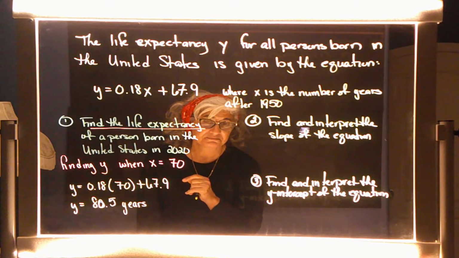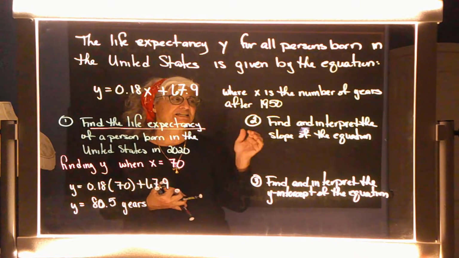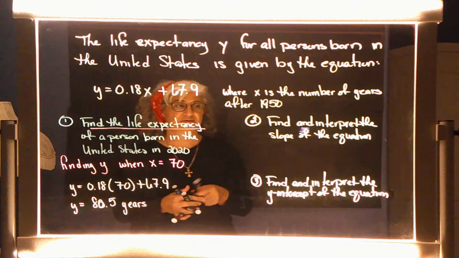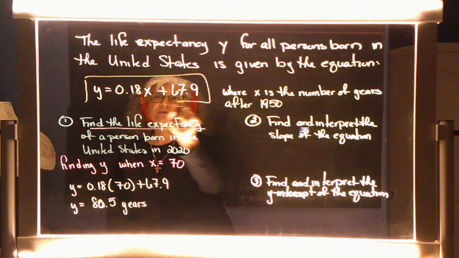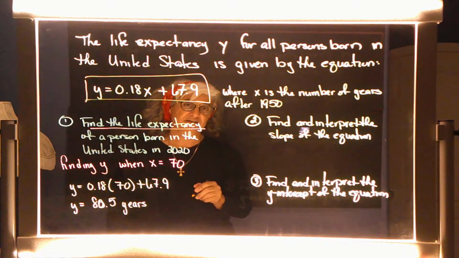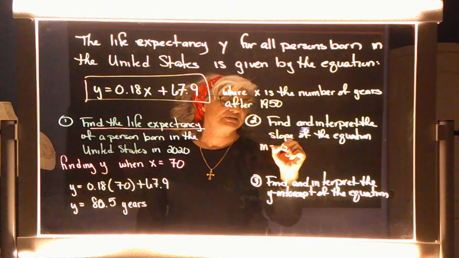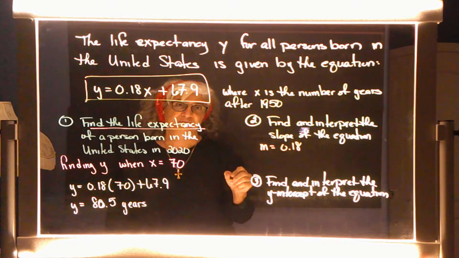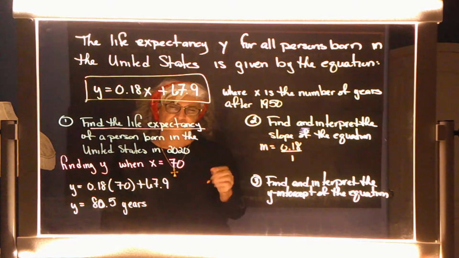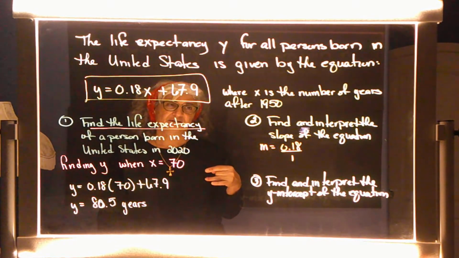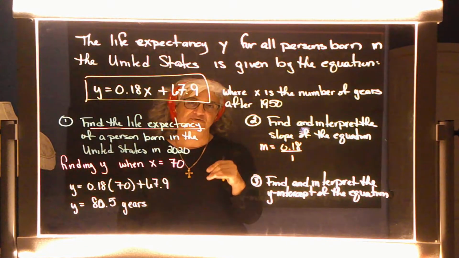Got it? Okay, let's look at number 2. Find and interpret the slope of the equation. Well, gratefully, the equation is in y equals mx plus b format, right? So it's easy to find the slope. What's your slope? Yeah, the slope is 0.18. And that is 0.18 over 1, isn't it? Right? Because slope is a fraction.